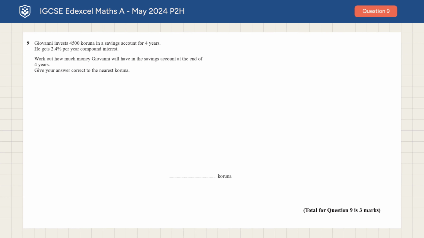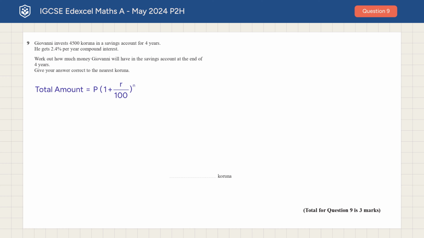Let's look at question 9. Giovanni invests 4,500 koruna in a savings account for 4 years at a compound interest rate of 2.4% per year. We need to work out how much money he'll have at the end of the 4 years, rounding our answer to the nearest koruna. To solve this, we use the compound interest formula. First, let's determine our multiplier. An increase of 2.4% is the same as 100% plus 2.4%, which is 102.4%. As a decimal, that is 1.024.